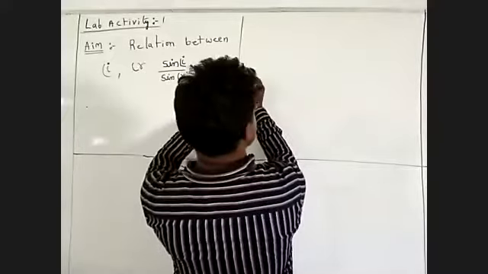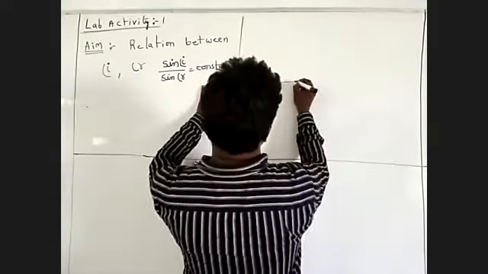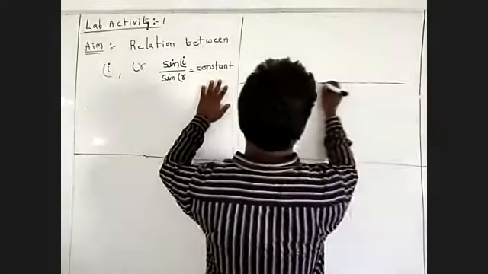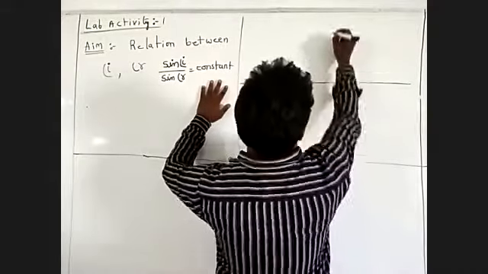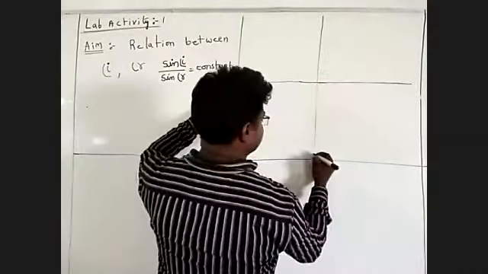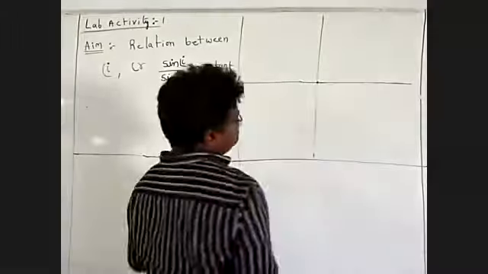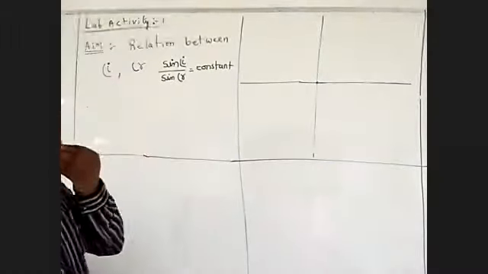Next, I'm drawing a line. This is a horizontal line. This is a vertical line. This is the central point.